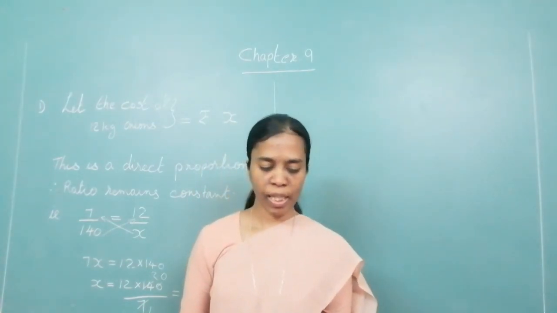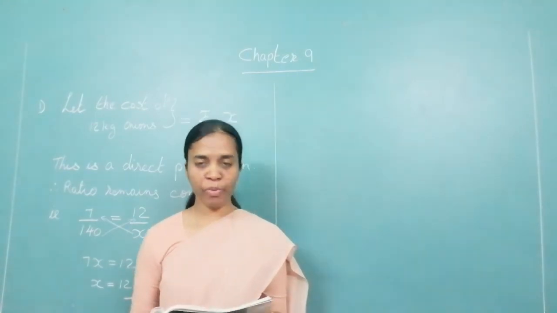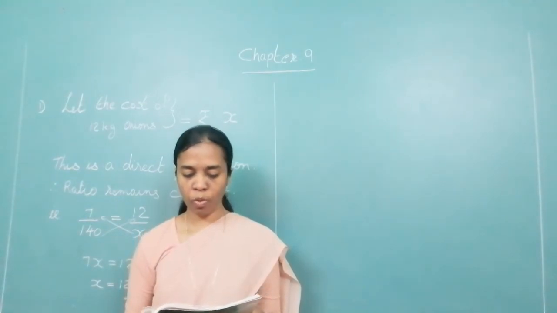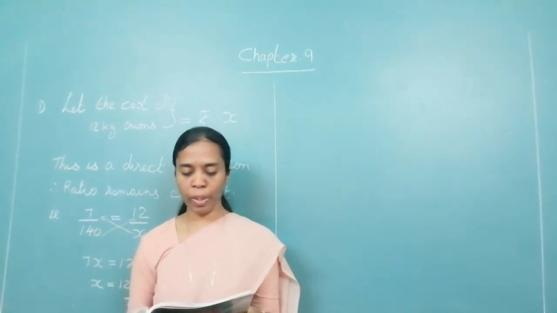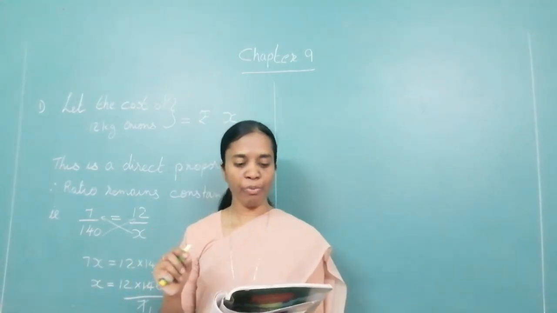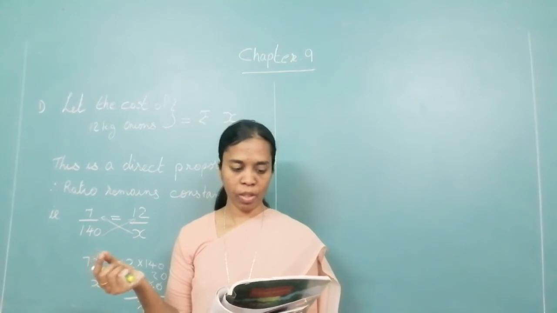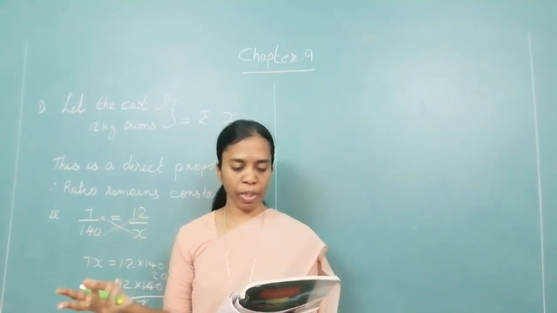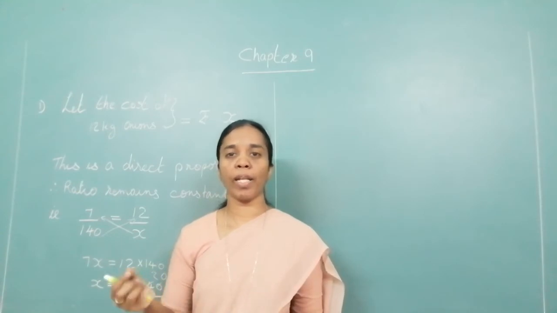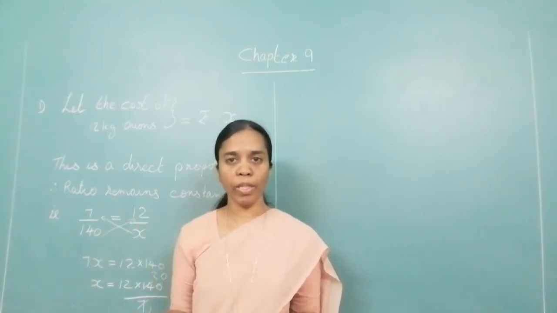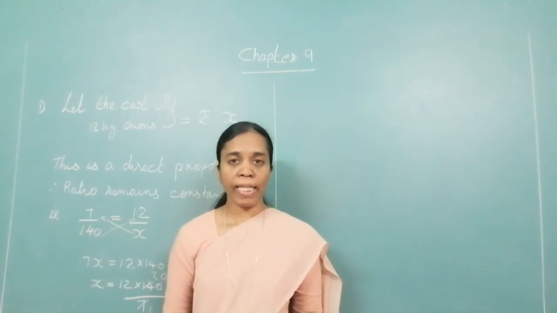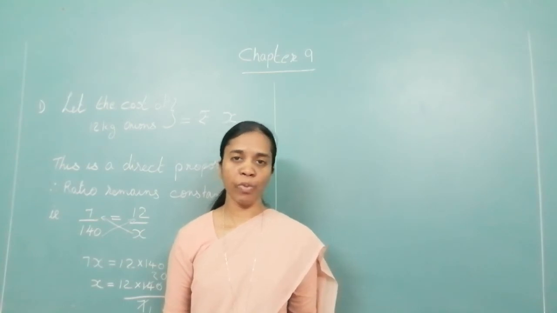If 600 rupees buy 15 bunches of feed, how many will 1280 rupees buy? I repeat, 600 rupees buy 15 bunches of feed. So for 600 rupees you are getting 15 bunches. Then how many bunches will you get for 1280? Surely you will get more bunches. So this is a direct proportion. X is what we are supposed to find out.